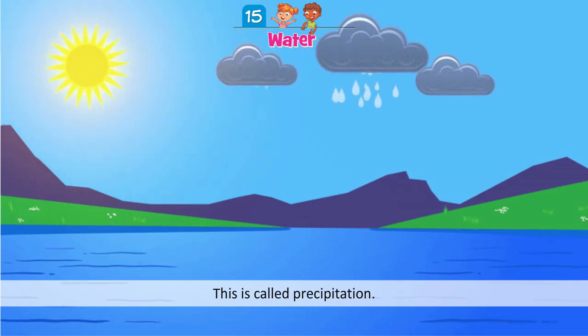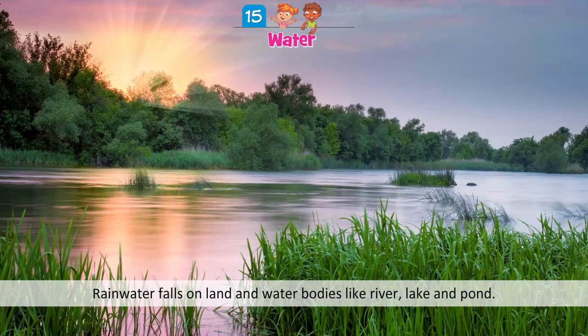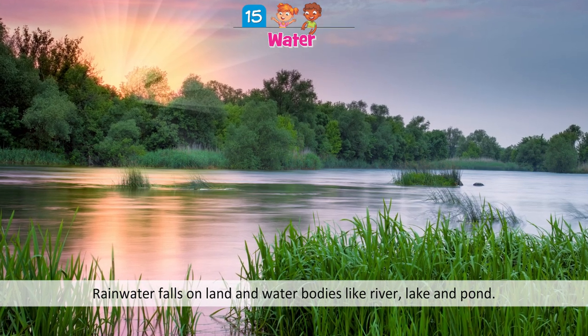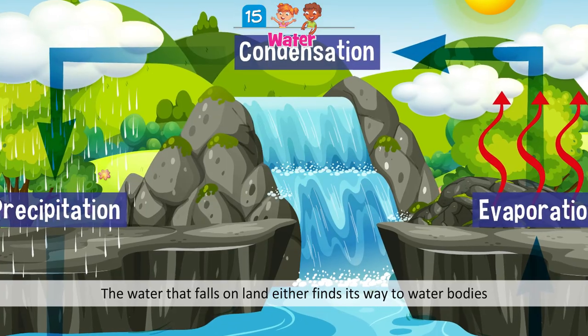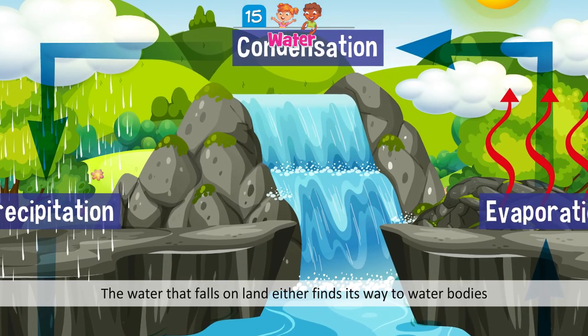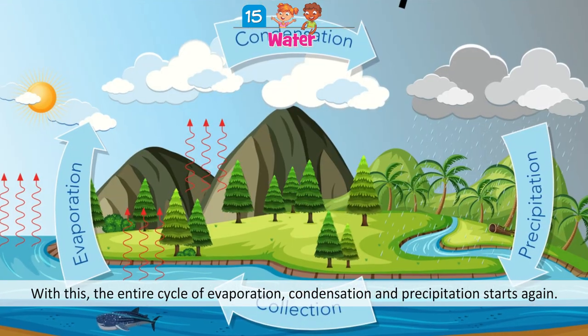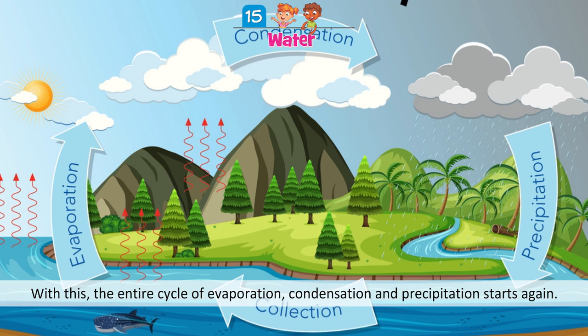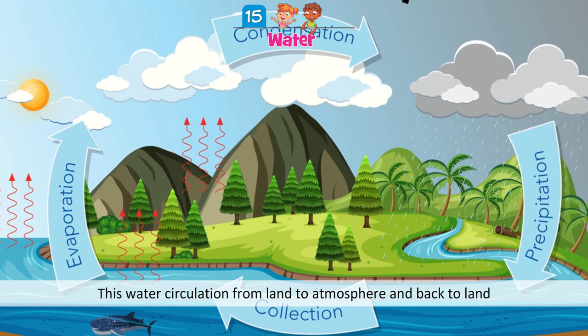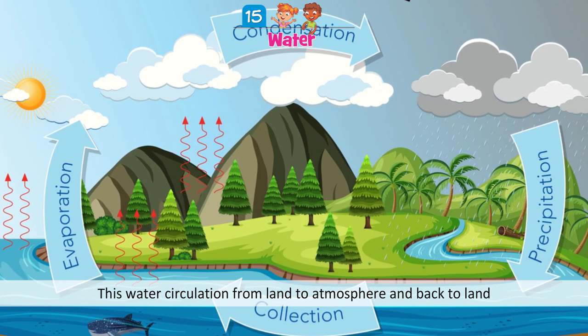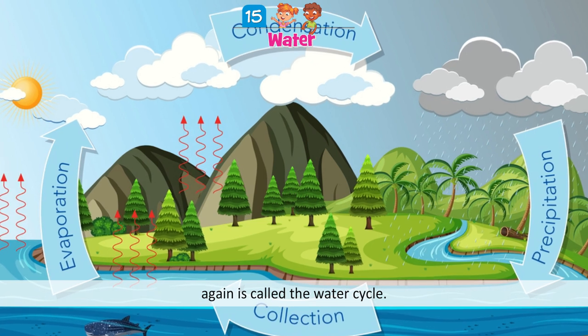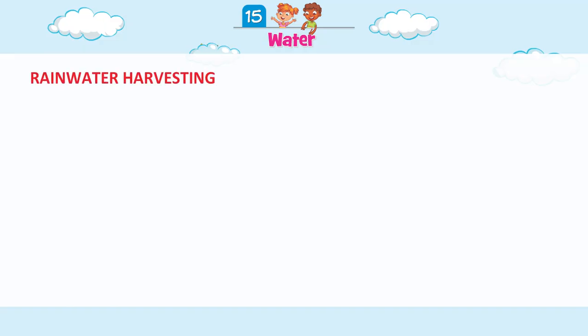This is called precipitation. Rainwater falls on the land and water bodies like rivers, lakes, and ponds. The water that falls on the land either finds its way to the water bodies or seeps underground. With this, the entire cycle of evaporation, condensation, and precipitation starts again. This water circulation from land to atmosphere and back to land again is called the water cycle.